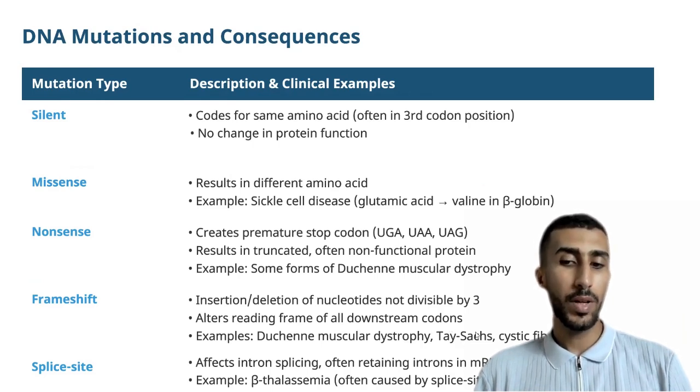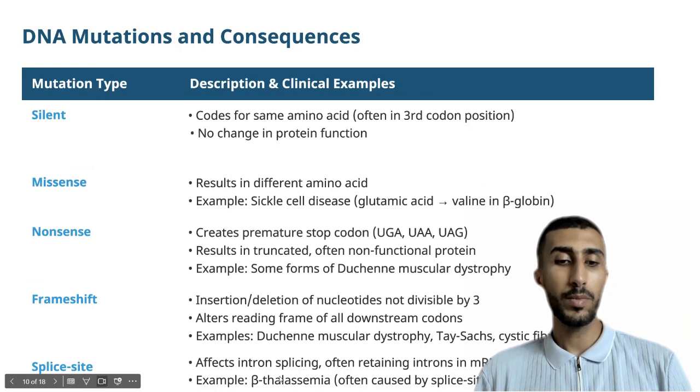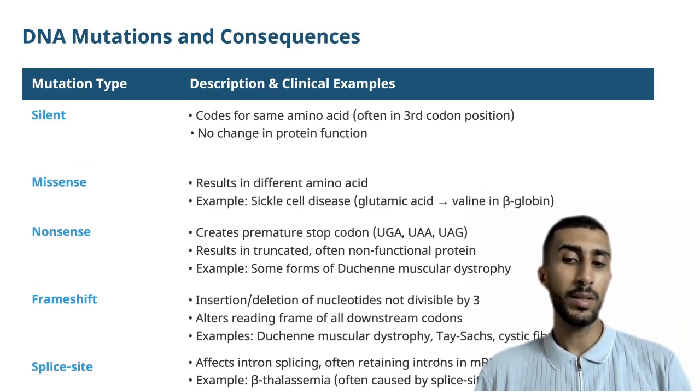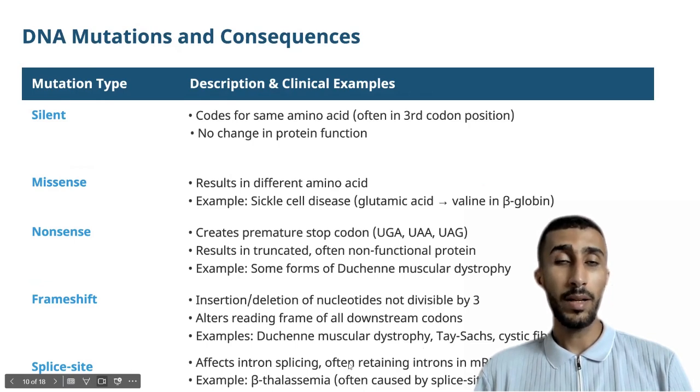Examples: Duchenne muscular dystrophy, Tay-Sachs disease, cystic fibrosis. So remember there are some forms of Duchenne muscular dystrophy resulting from nonsense mutation, others resulting from frame shift mutation, and also Tay-Sachs disease and cystic fibrosis. Another type is the splice site mutation, which affects splicing, often retaining introns in mRNA. Remember mRNA has introns and exons. If it retains introns, this is an example of a splice site mutation, such as beta thalassemia. Beta thalassemia is sometimes caused by splice site mutations.